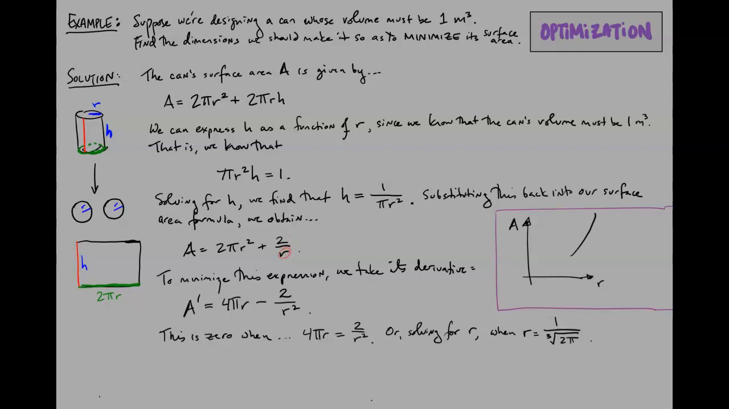How many billionths go into 2? What's 2 divided by a billionth? That's 2 billion. When r is 1 trillionth, 2 over r is going to be 2 trillion. So as r is getting closer and closer to 0, sure, this first term is getting closer and closer to 0, but this one is blowing up to infinity.